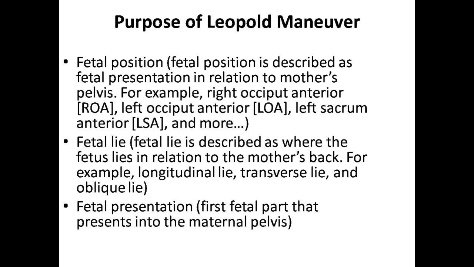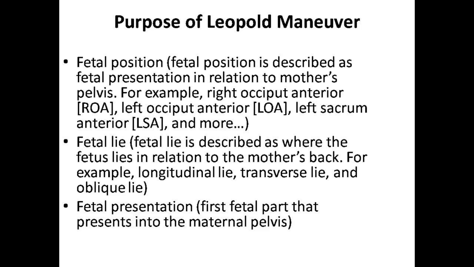Next, with the help of Leopold maneuver, we can identify the fetal position. That is nothing but how the fetal presentation is described in relation to the mother's pelvis. From that entering part, for example, if the head is entering, which dominating part of the head or which bony prominence of the head is going to lie exactly in relation with the mother's pelvis. For example, right occipital anterior, left occipital anterior, left sacrum anterior, right sacrum anterior, etc.